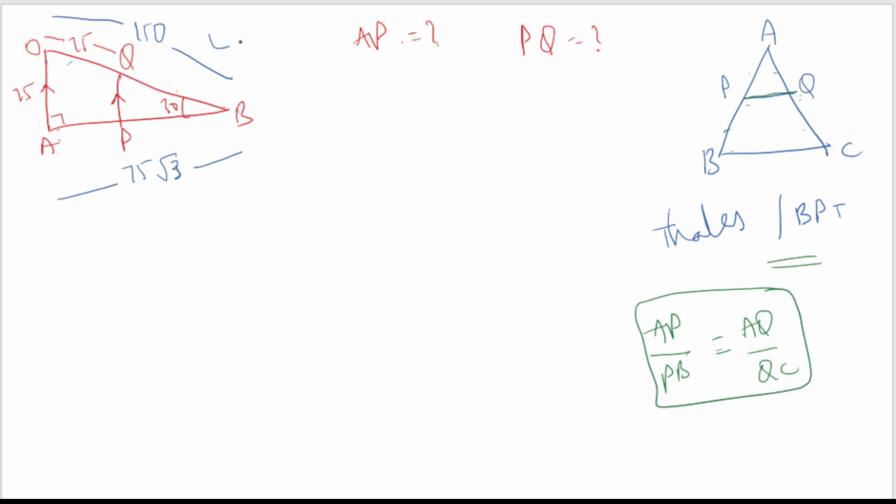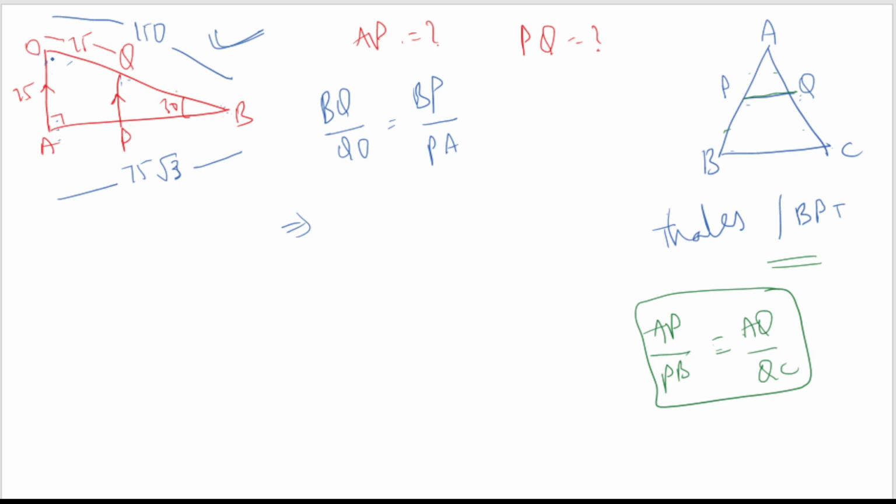In this given figure, PQ is parallel to OA. So PQ divides BO and AB in the same ratio. That is, BQ divided by QO is equal to BP divided by PA. Here, BQ is what?